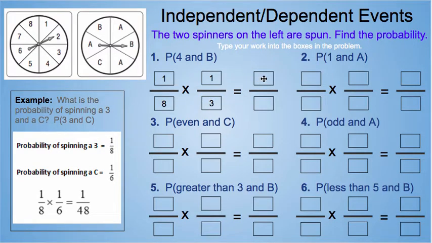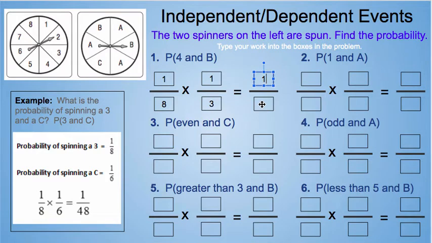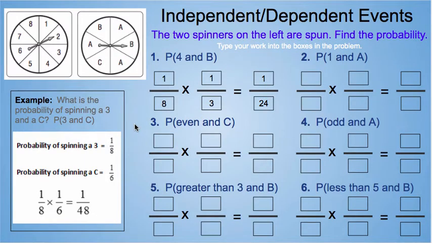1 times 1 is 1. 8 times 3 is 24. So I have a 1 out of 24 chance. So if I were to do it 24 times, I'd expect one of those times to get a 4 on one and a B on the other.